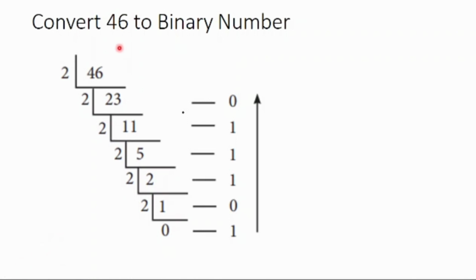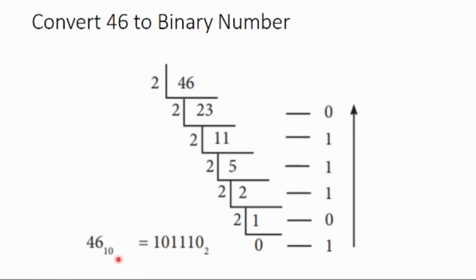Then write 46 is equal to 101110, and make sure you write the base of 46 as 10 and 101110 with base 2, so that here it represents the decimal number system and here it represents the binary number system. In conversion, you better show the workings and write the final answer like this so that it makes it clear.